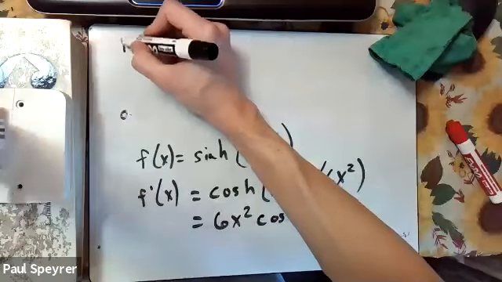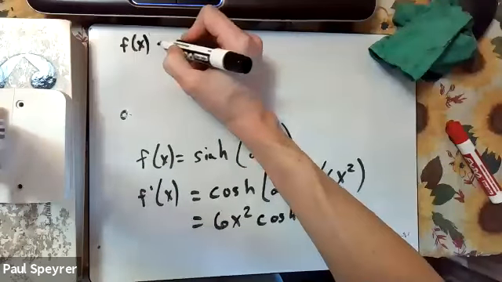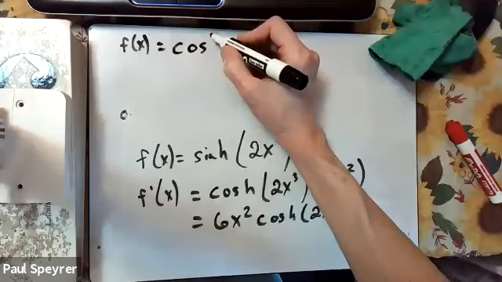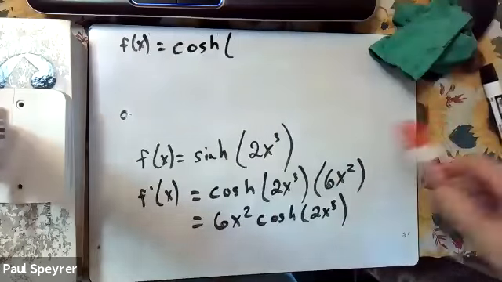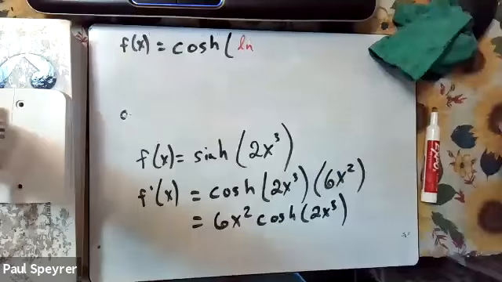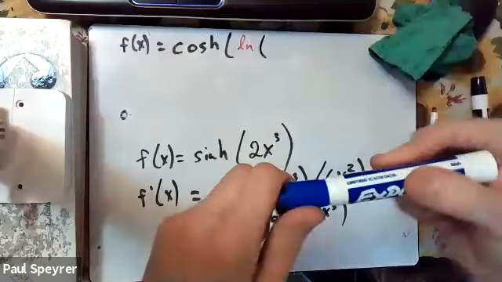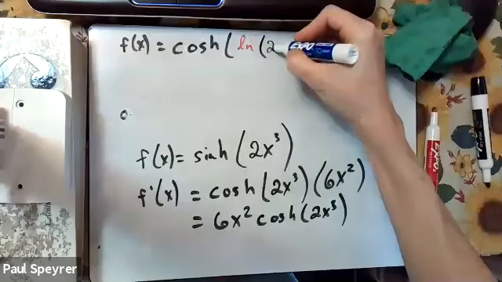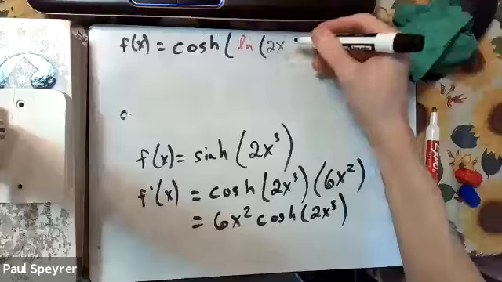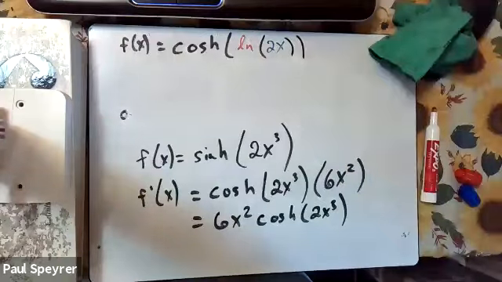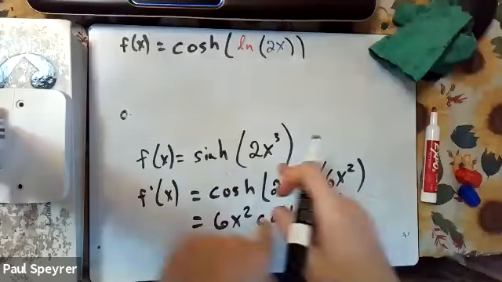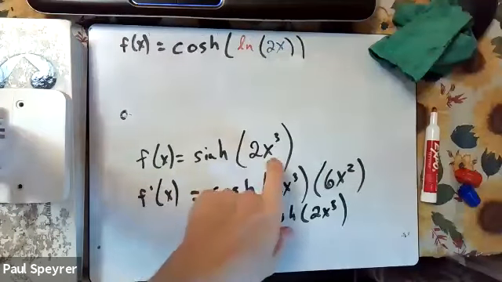What if we had f of x equals cosh of ln of 2x? So this is still a chain rule, right? We're actually going to do the chain rule 3 times. Right here, we're going to do it twice. Once on the outside and once on the inside.